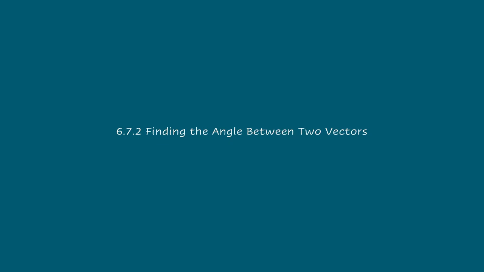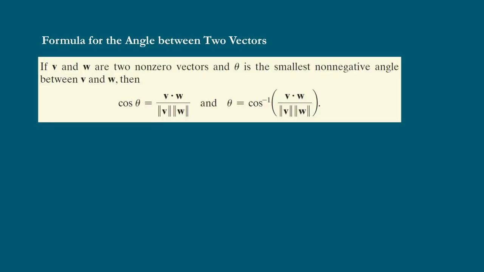In this video, we will learn to find the angle between two vectors using the dot product. The formulas that you see here allow us to find the smallest non-negative angle between two vectors v and w, or any two vectors, whatever they are named. We can use the dot product of the two vectors divided by the product of the magnitudes of those two vectors in order to find the angle between them. So we're going to use the formulas that you see here in order to find those non-negative angles.